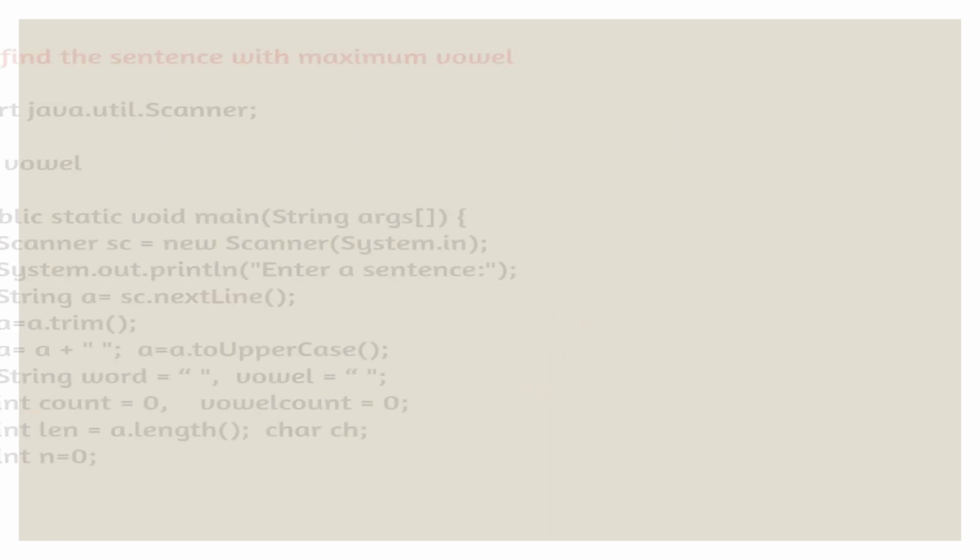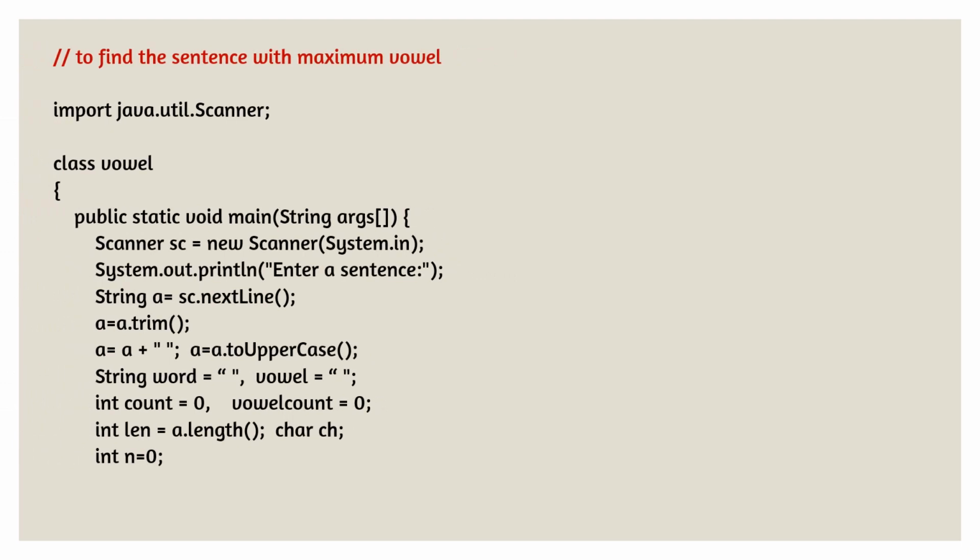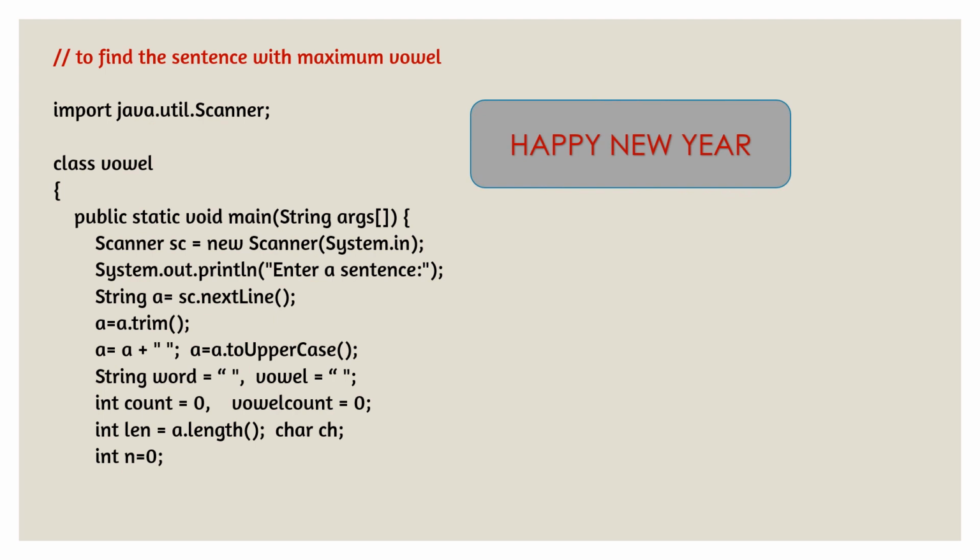So now we can start the program. Write the command and the public static and scanner class according to Java format, and then give the message enter a sentence and accept the sentence in the variable A. So here first of all, we will remove the extra space and add one space at the end as already discussed, so that the last word can be extracted.